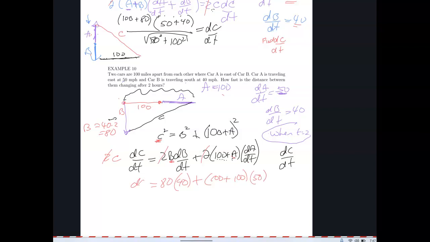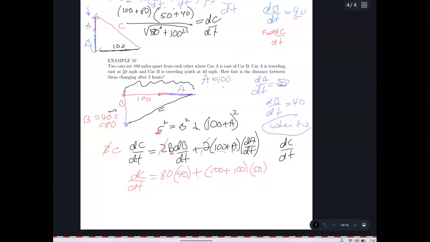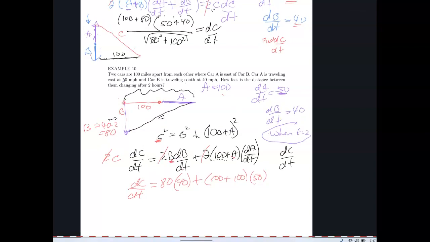And then what's left for me to do is to find C. So I'm just going to go down here to make the triangle. So I would have, since A is 100, this whole side length would be 200, right? 100 plus 100. This side length here I know is 80, and then it would be my job to find C. So that's what I'm going to do, is I'm going to put C underneath. So C I know is the square root of 80 squared plus 200 squared.